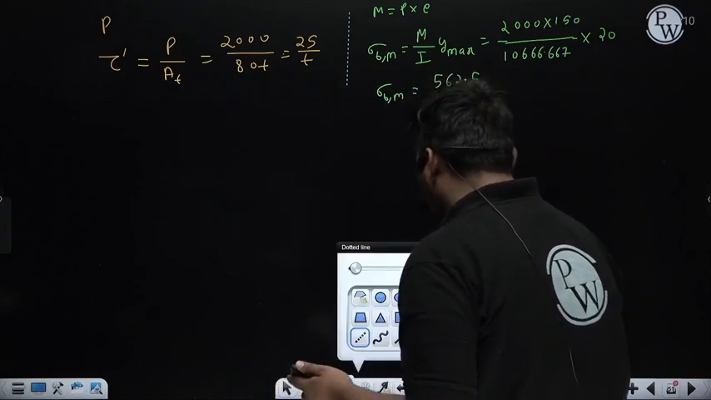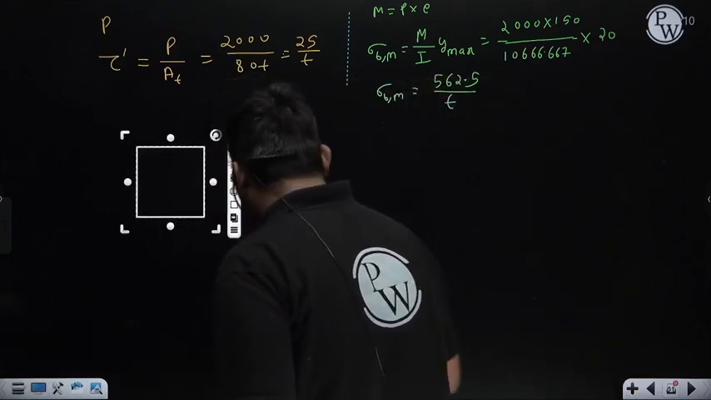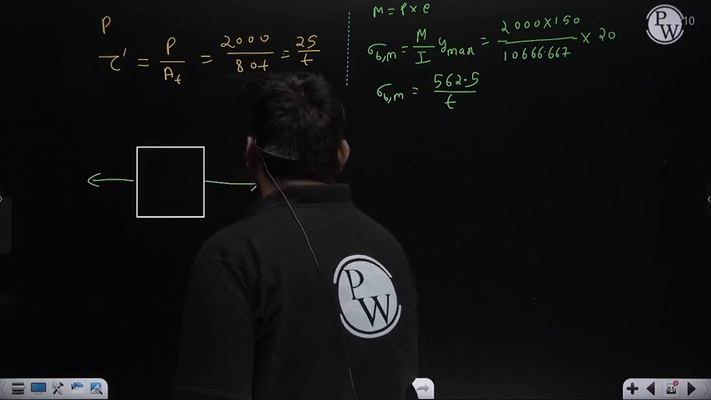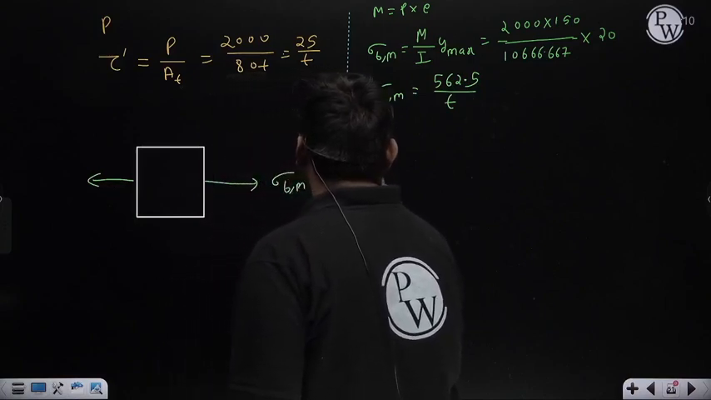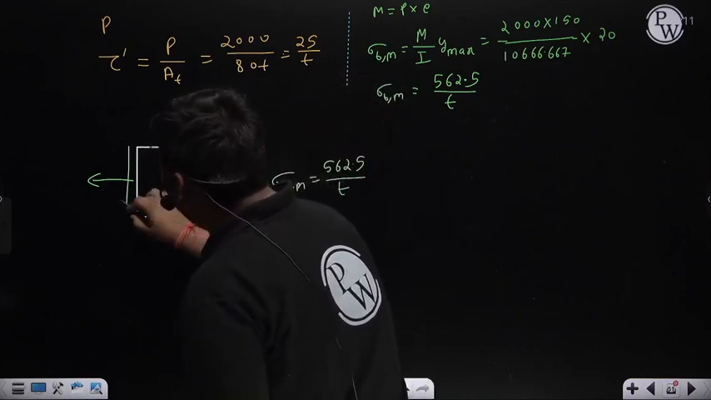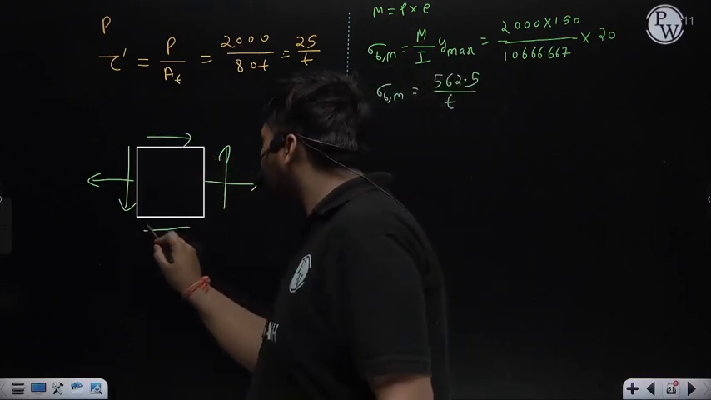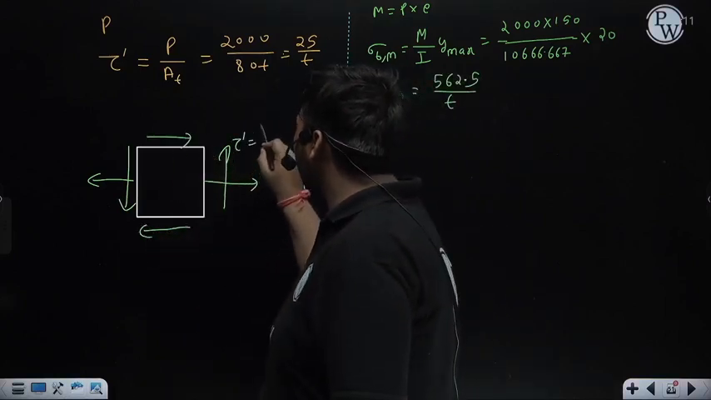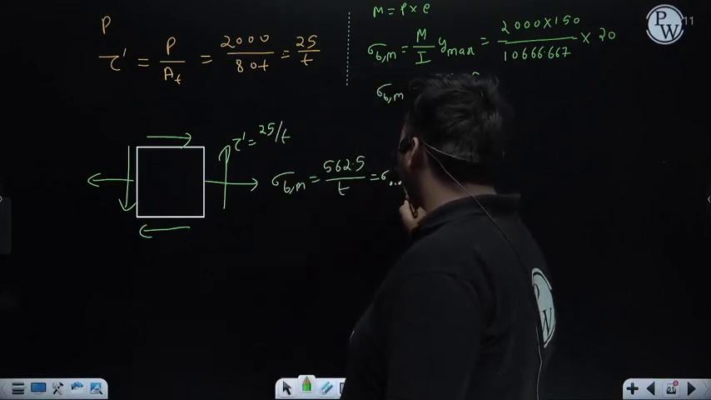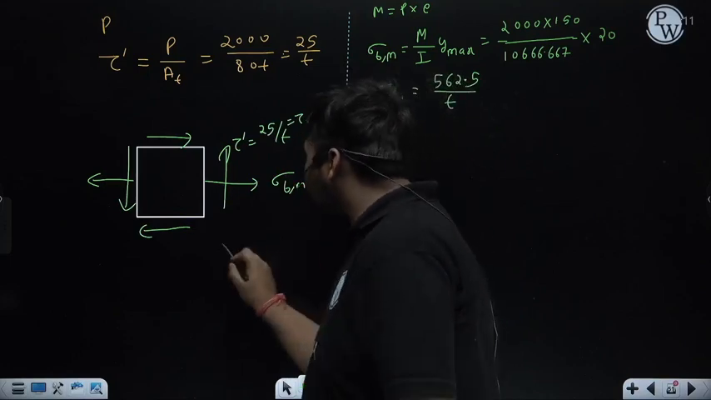So it is maximum bending stress at the critical point. Now we'll draw the stress condition at the critical point. Here bending stress is coming, whose value is sigma Bm, which is 562.5 upon T. Along with this, primary shear stress is coming, it will be along the plane. Now to this shear, complementary shear will also come. This primary shear stress value is 25 upon T. Now it is sigma xx, it is tau xy, and here sigma yy is 0.